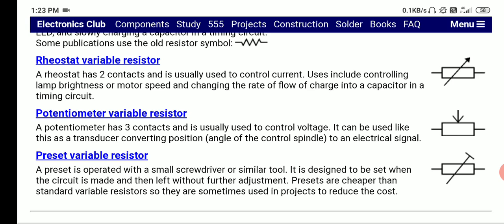The same with your lamp. Whenever you pass a low amount of current, it's going to give you lower light. When you pass a higher amount of current, you're going to have higher light. So it depends on that. If you increase the resistance, you will get lower light. If you decrease the resistance, you will get a higher amount of light.